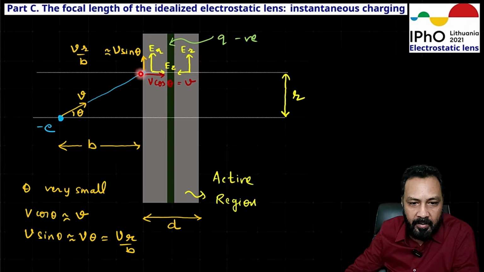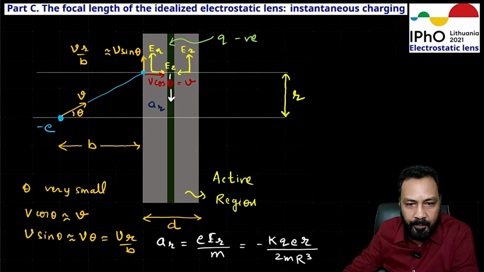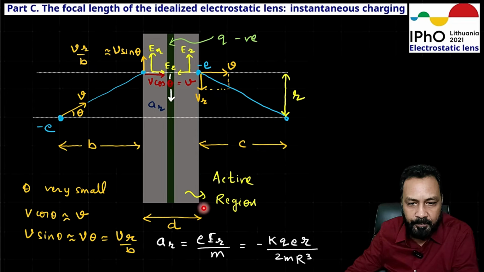Initial velocity in the radial direction is upward, and the electric field is upward, and the electron is there, so there will be downward acceleration. So the acceleration should be large enough so that finally it can reverse the direction of velocity. After leaving the active region, the velocities are like this.